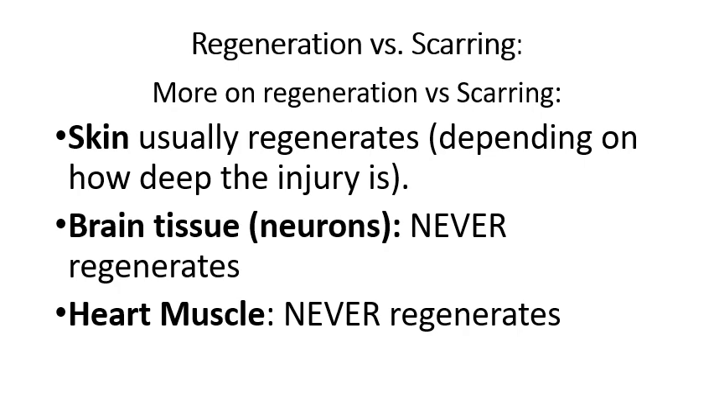So they're doing all kinds of research to try and figure out ways to make neurons regenerate so that people with spinal cord injuries can live a more normal life. But so far, nothing has succeeded in getting neurons to regenerate. And heart muscle never regenerates.